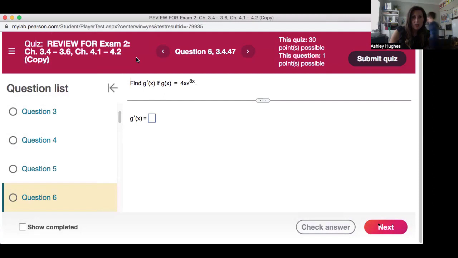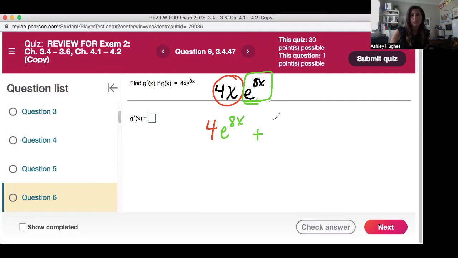All right, the next one we're going to do, notice we have 4x. We have e to the 8x. We have 2 functions of x, which means we need to do the product rule. So we're going to do the derivative of the first times the second plus the derivative of e to the 8x, which is e to the 8x times 8, and then times the first. So again, product rule, because there's 2 functions of x.